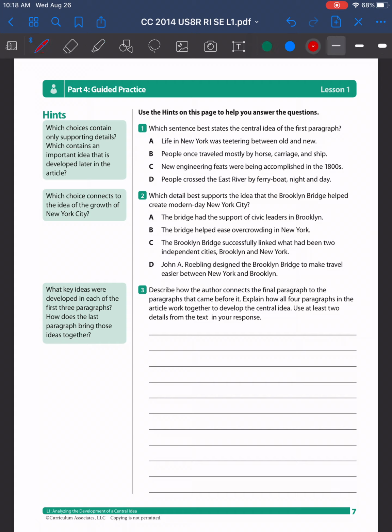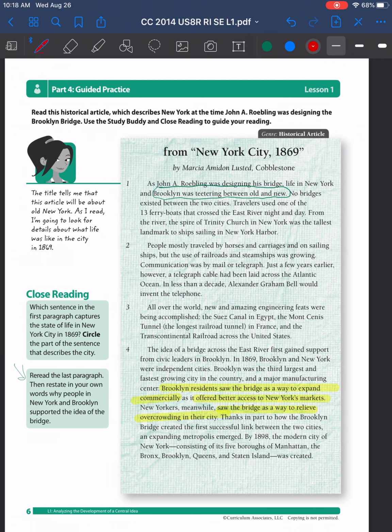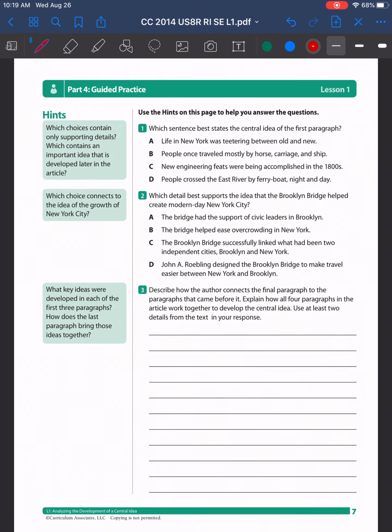Which sentence best states the central idea of the first paragraph? Now remember, the first paragraph is explaining that in 1869, Brooklyn was teetering between old and new, and it's just kind of talking about all the different things that they did have at that time. So I would say the central idea is, let's go through the answers.